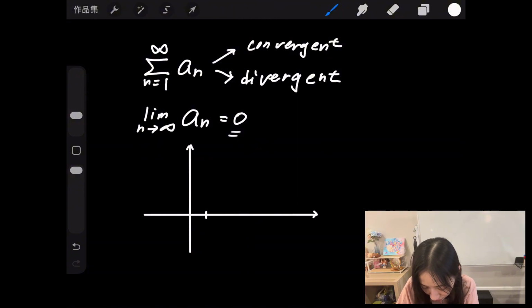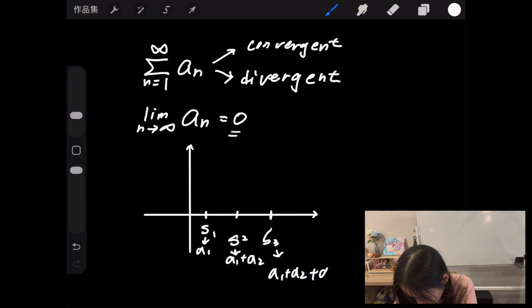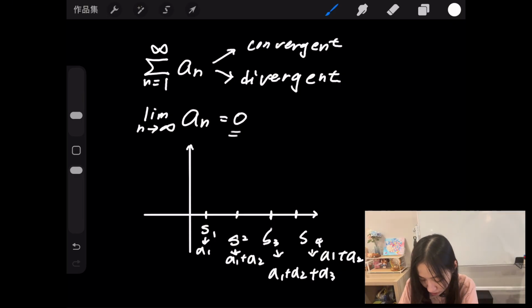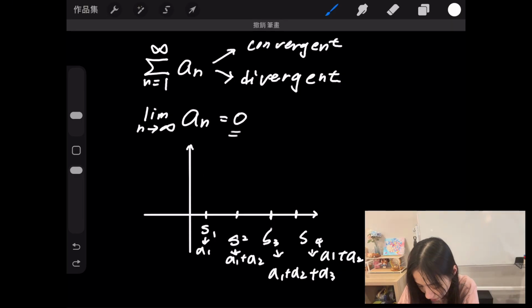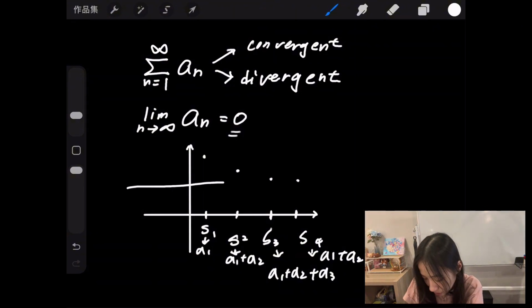So here you have your S1, which is a1, okay? Here you have S2, which is a1 plus a2. Here you have S3, which is a1 plus a2 plus a3. Here you have S4, which is a1 plus a2 plus a3 plus a4, and so forth and so on. So if it's going to be decreasing, let me draw, this will be more clear. Let's say it finally approaches this value.